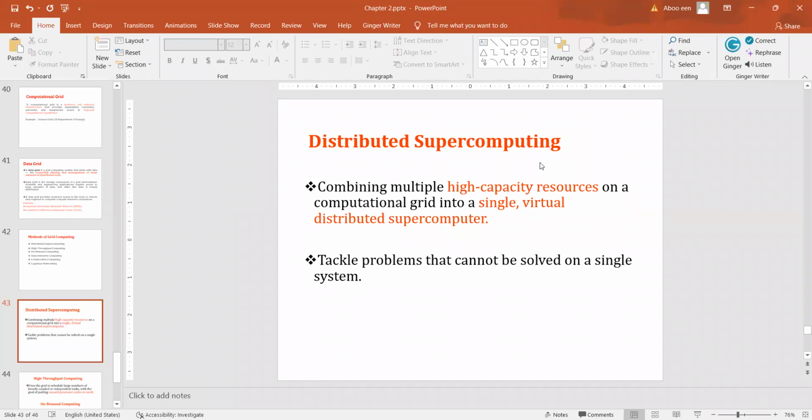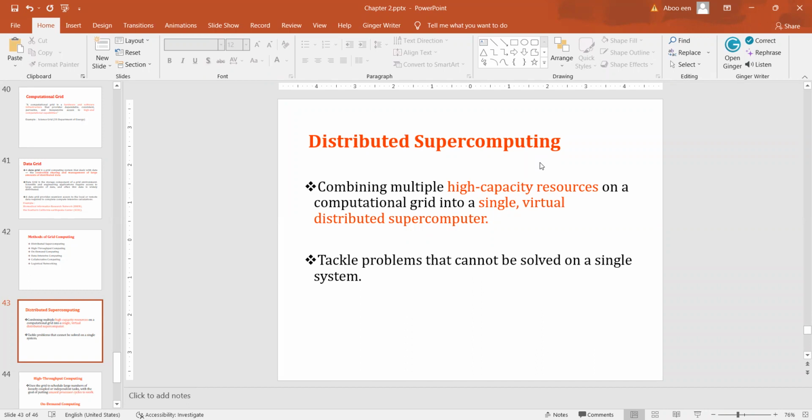So distributed supercomputing tackles problems that cannot be solved on a single system. These supercomputing grids are handling complex problems that cannot be solved by a single system. It means the single system computing power is not enough to solve this problem. This kind of problem requires huge computing power, huge computations, high performance computation. So it requires supercomputing power.